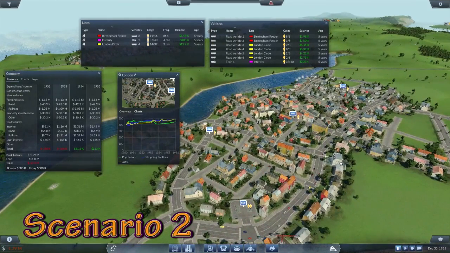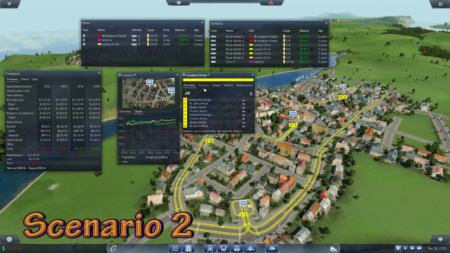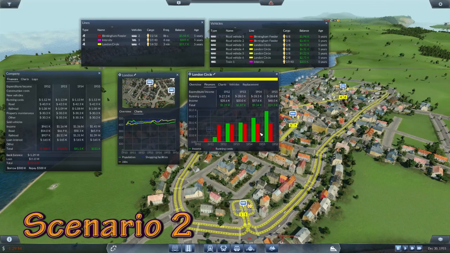So I keep zooming in and out, sorry about that. And a look at the profit on the line itself. That's quite a healthy gap there between cost and revenue. So that's not too bad at all.